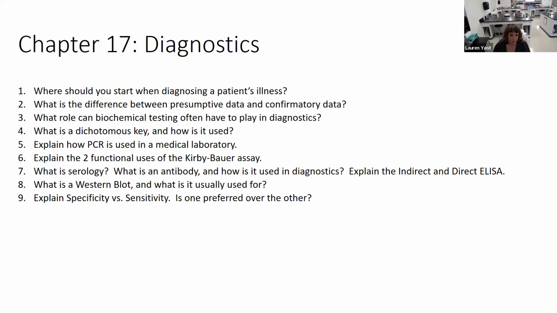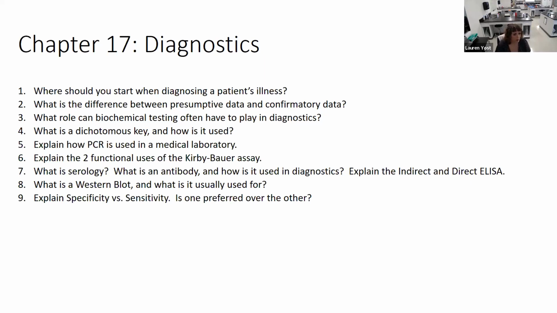What is the difference between presumptive data and confirmatory data? Well, the real breakdown of it just happens to be that presumptive data will get you as far as the genus identification of the organism, whereas confirmatory data is going to get you as far as the species identification of that organism.